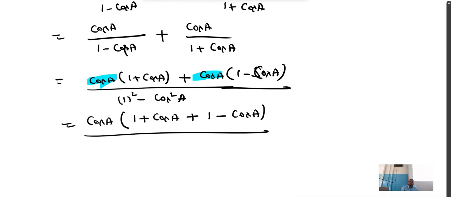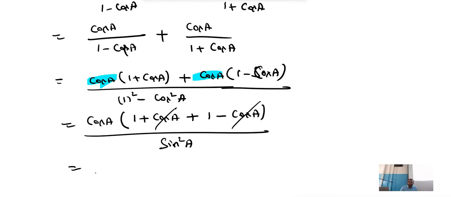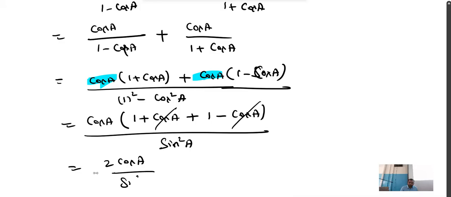Sin square A. Till now we did that number of sums, right? Sin square A plus cos square A is 1. So 1 minus cos square A is sin square A. Now you can see here plus cos A minus cos A get cancelled. Isn't it? Then 1 plus 1, 2. 2 into cos A, 2 cos A divided by sin square A. Correct?